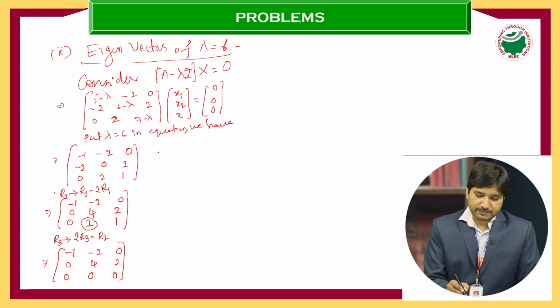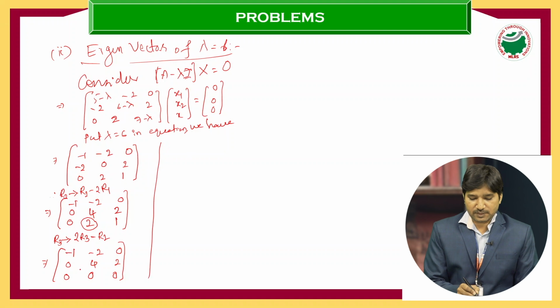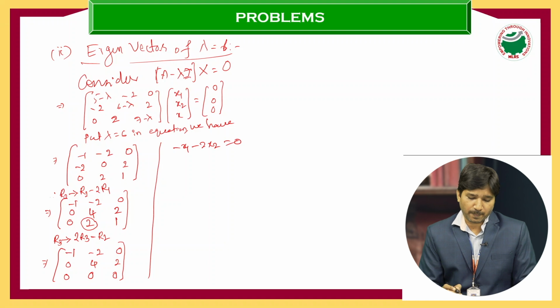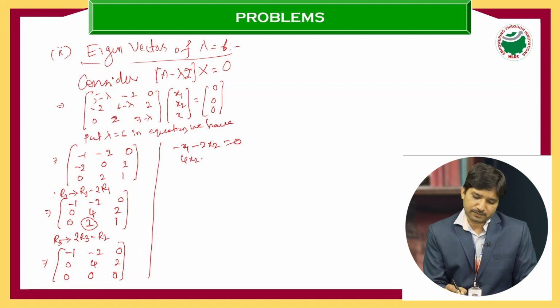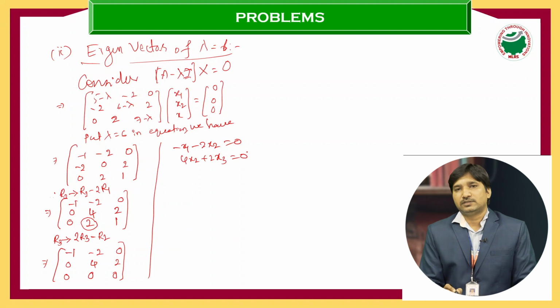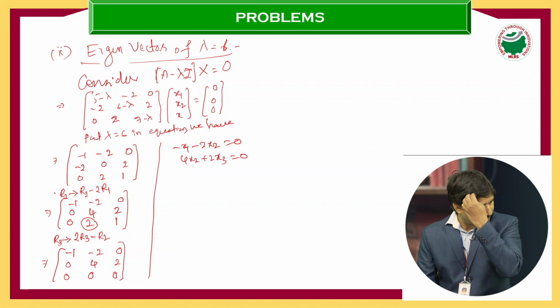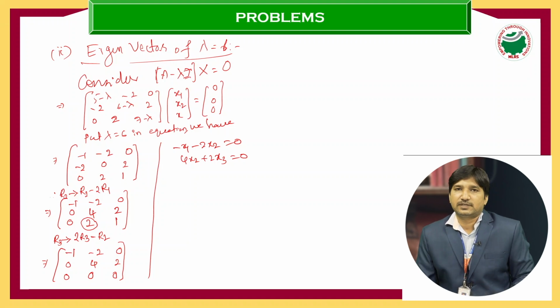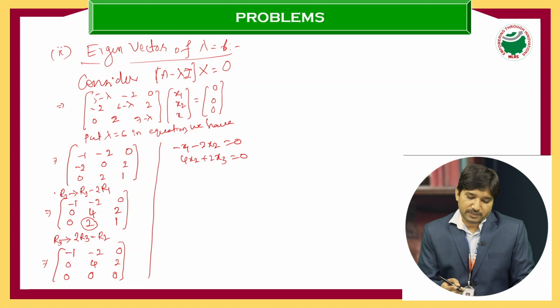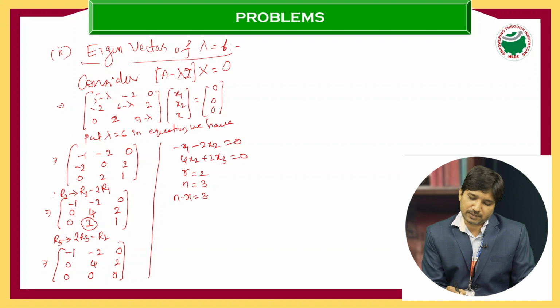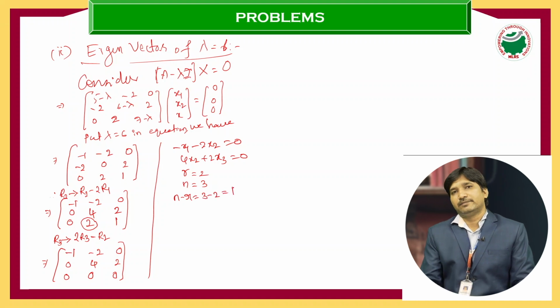Now the system of equations we can write: -x1 minus 2x2 equal to 0, and the second one is 4x2 plus 2x3 equal to 0. These are the equations. Solving the above equations, here variables are 3, equations are 2. After applying echelon form, the rank R equal to 2, number of variables are 3. So the number of linearly independent solutions is n minus R equal to 3 minus 2, 1. That is 1 linearly independent solution.